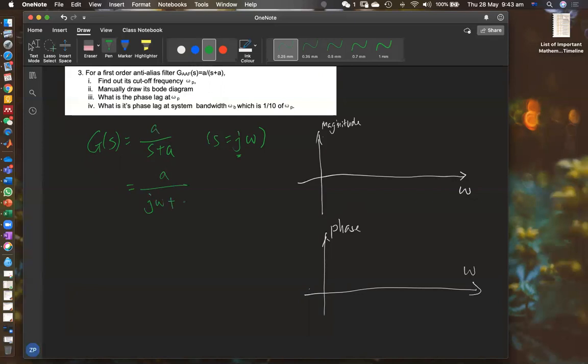All right, so then this becomes a over j omega plus a. a is a constant here. I'll just mark it here. Say this is a. Okay. So how do we plot this? If you look at the gain, gain is how big this thing is, right? So let's look at omega. We're trying to figure out the plot for omega from 0 to infinity. So if we think omega is 0 to start with, when omega equal to 0, this G(s), look at the gain.